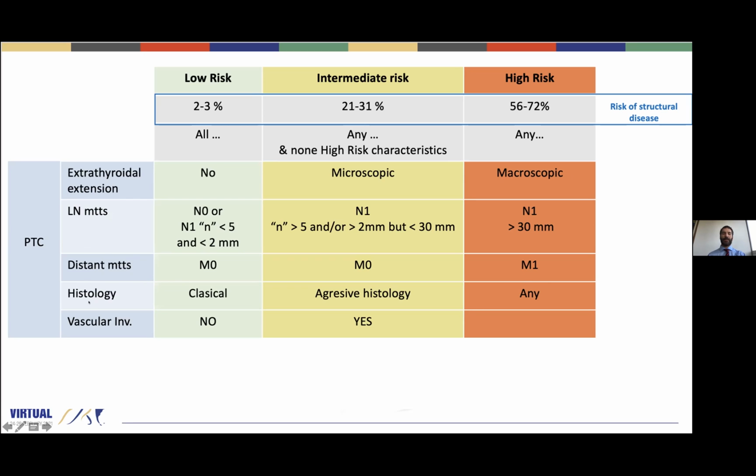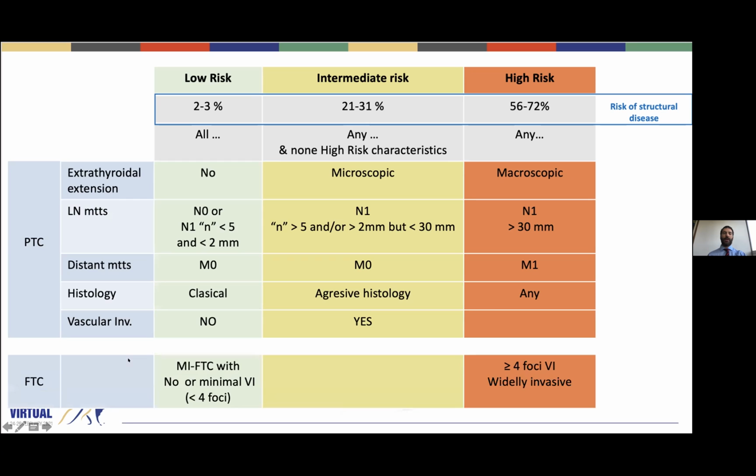We have to know what the histology is. If it is classical, it's low risk, and if we have aggressive histology, the patient is at an intermediate risk. And also, whether vascular invasion is present or absent. And vascular invasion means blood vascularity and not lymph node vessels. On the other hand, follicular thyroid carcinomas are classified as low risk or high risk depending on whether they have minimally invasive or widely invasive characteristics, and if they have vascular invasion, we will classify them as low risk or high risk depending on the number of vascular invasion foci.